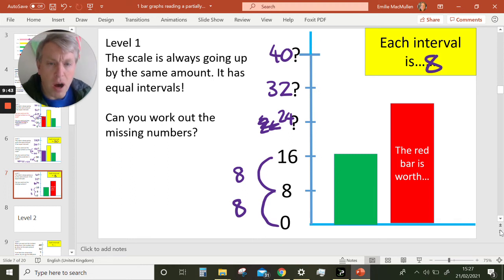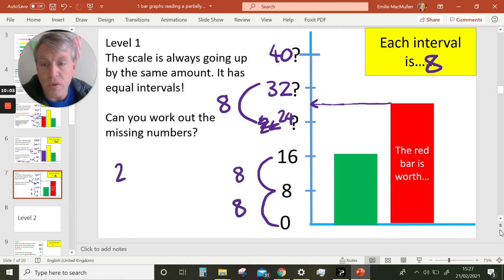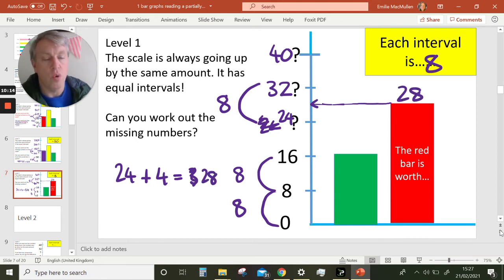And here the red bar is, well, a little bit less. Let's try and go straight across. Okay, halfway. Remember, the jump is 8 altogether. Half of 8, because it's halfway between 24 and 32, we do 24 plus half of 8, which is 4. Okay, that must be 24 add 4 is 28. So probably the red bar is worth 28.